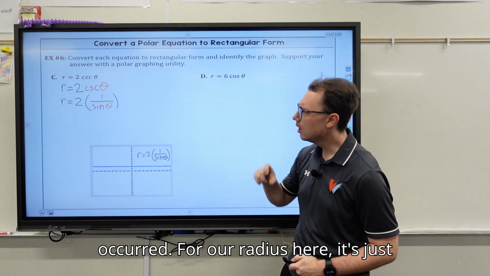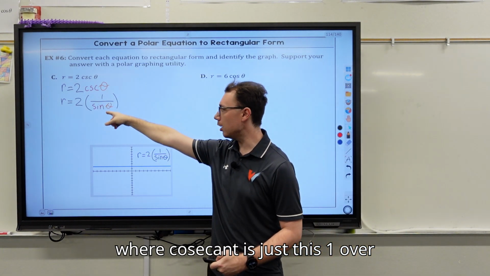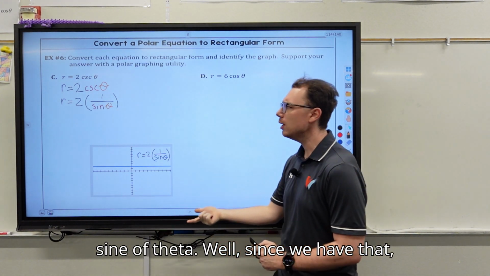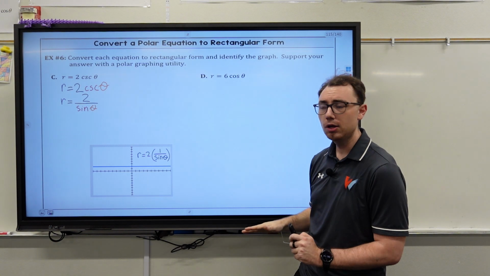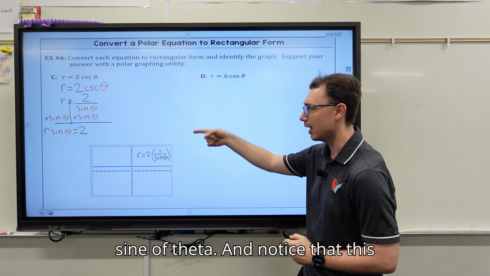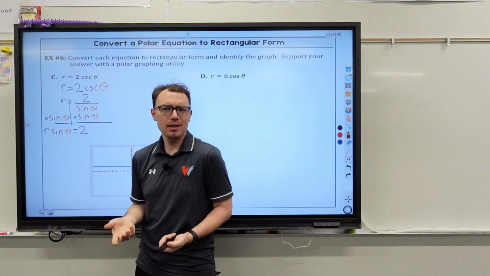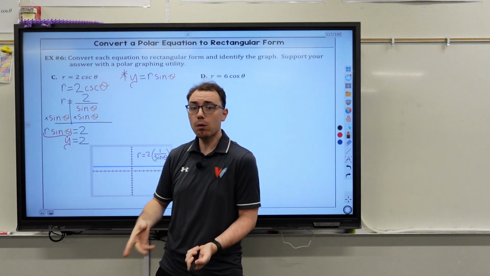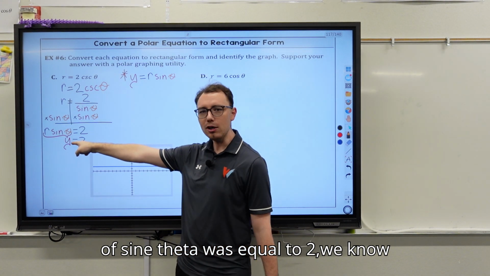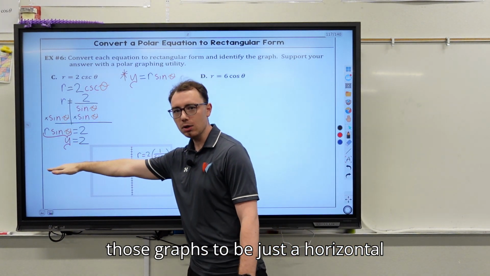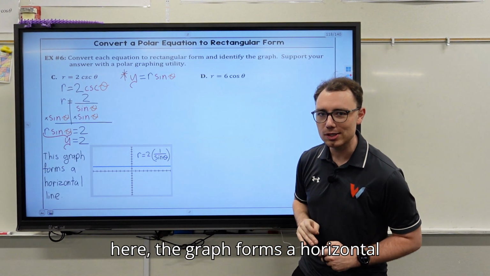Our radius here is really equal to 2 cosecant of theta, where cosecant is just 1 over sine of theta. Well, since we have that, we can now manipulate it a little bit where it's just 2 over sine of theta. Let's just multiply both sides by sine of theta. And notice that this radius times sine of theta is how we write out y. Well, if y is now equal to 2, because our radius times sine theta was equal to 2, we know those graphs to be just a horizontal line across our axis. So for this graph here, the graph forms a horizontal line.